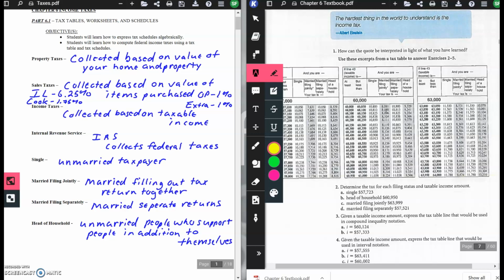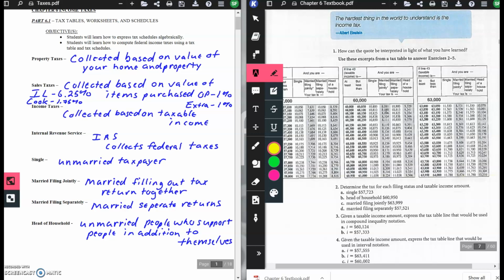Property taxes. These are based on your home and property value. Property taxes are typically collected twice per year and oftentimes are collected in your mortgage payment. Sales tax. This is collected anytime you purchase something. The Illinois state sales tax is 6.25%, Cook County 1.75%, Orland Park 1%, and an extra airport transportation 1% as well. So 9.75% if you were to buy something in Orland.